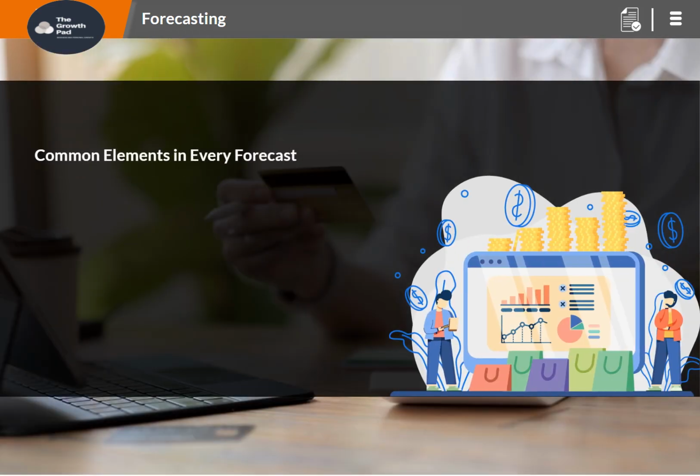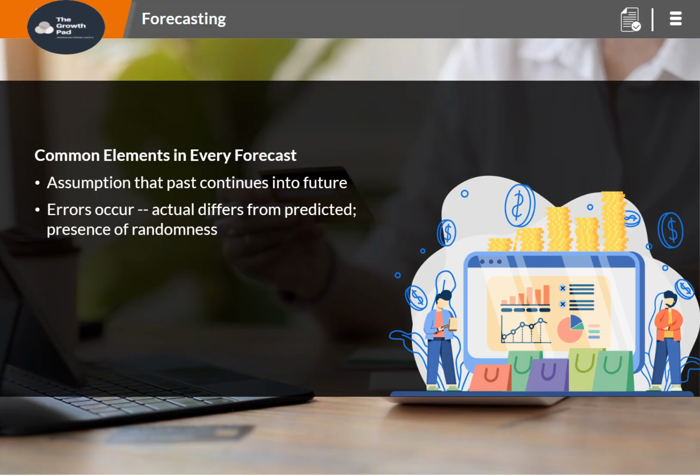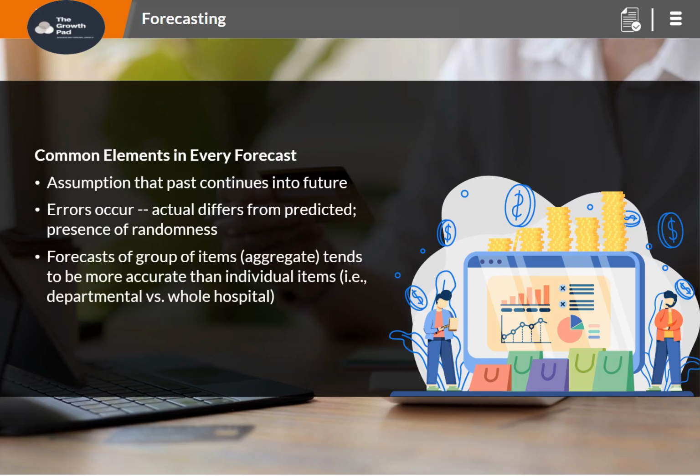Common elements in every forecast. Assumption that past continues into future. Errors occur. Actual differs from predicted. Presence of randomness. Forecasts of a group of items, aggregate, tend to be more accurate than individual items, i.e., departmental versus whole hospital. Forecast accuracy decreases as time horizon increases.